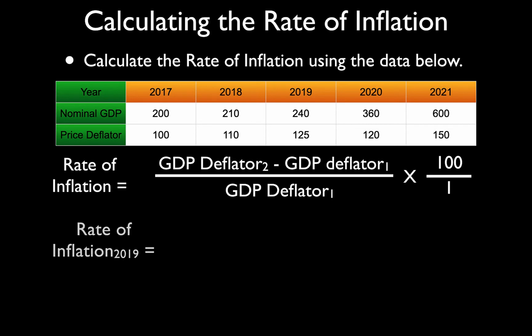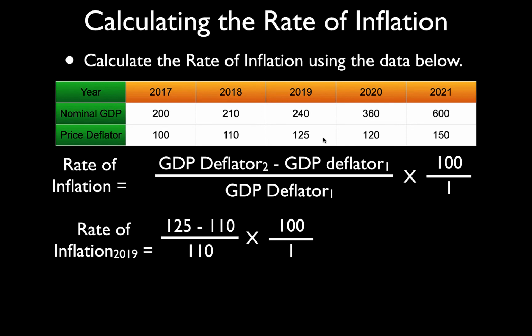Now, again, I'm saying the rate of inflation in 2019, this is between the 31st of December 2018 and 31st of December 2019. So it's the GDP deflator, the price index of the second period minus the price index of the first period, divided by the price index of the first period, multiplied by 100 over 1. 125 minus 110 is 15 here, and that's over 110. And now what we have to do is multiply it, as always, by 100 over 1.